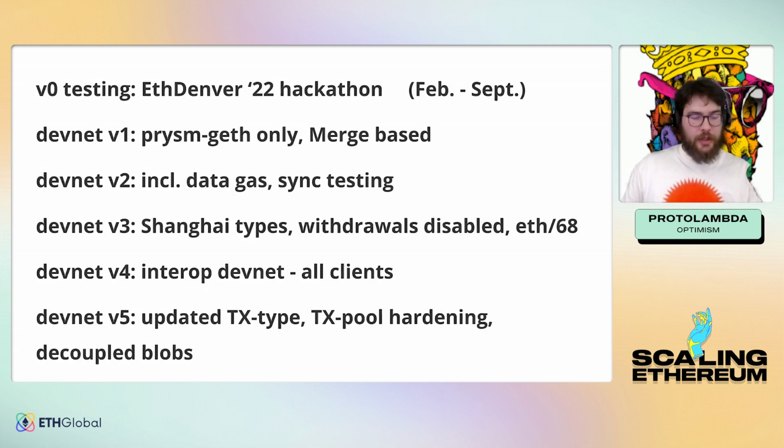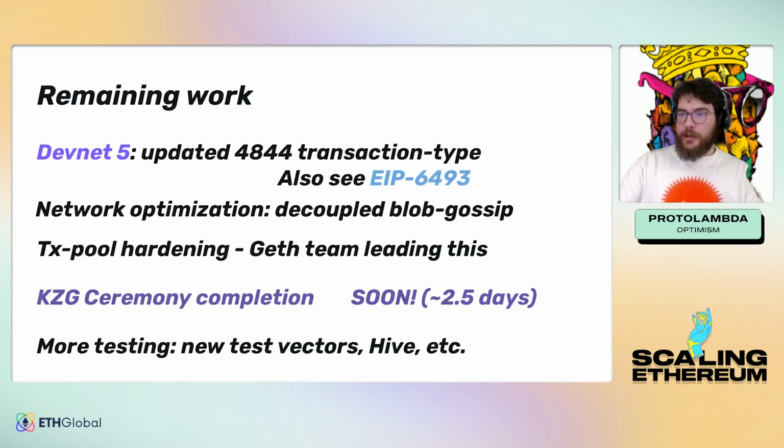And once these things are finished up, then we're looking at the final stretch, the final milestone towards a production ready 4844. And then hopefully we can go live with the next hard fork after the withdrawals. So DevNet 5 is coming up. This updates the transaction type primarily. This is somewhat of a breaking change.